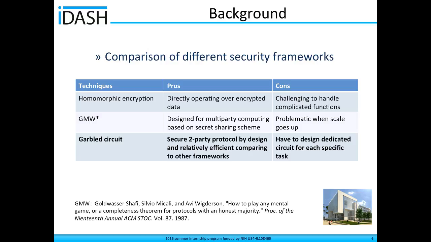Another one is the GMW method. The GMW method is a multi-party computing technique based on the secret sharing scheme. This method was proposed by three researchers, and the name comes from their initials. It also has problems when the data set scales up. The garbled circuit is a secure two-party protocol, and it may have relatively efficient performance compared to the other frameworks. But when we use this technique, we have to design a dedicated circuit for each specific task.